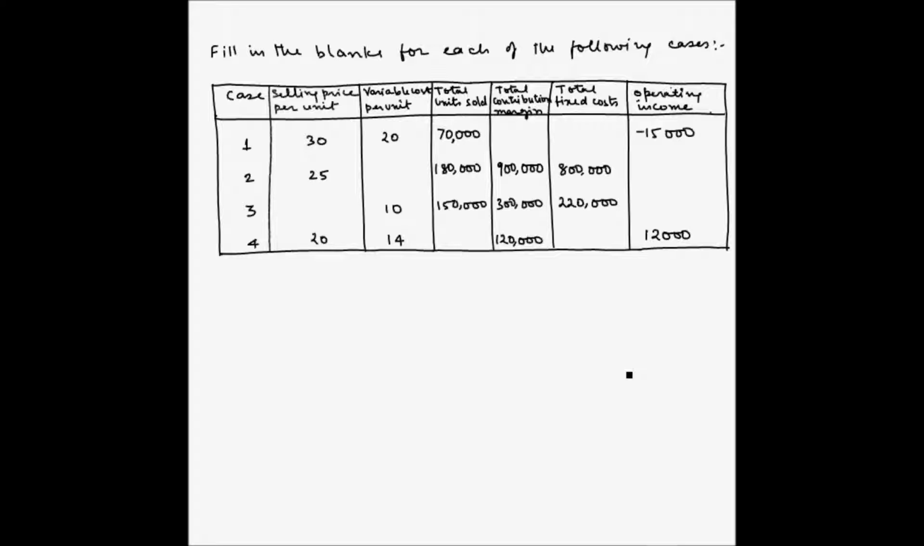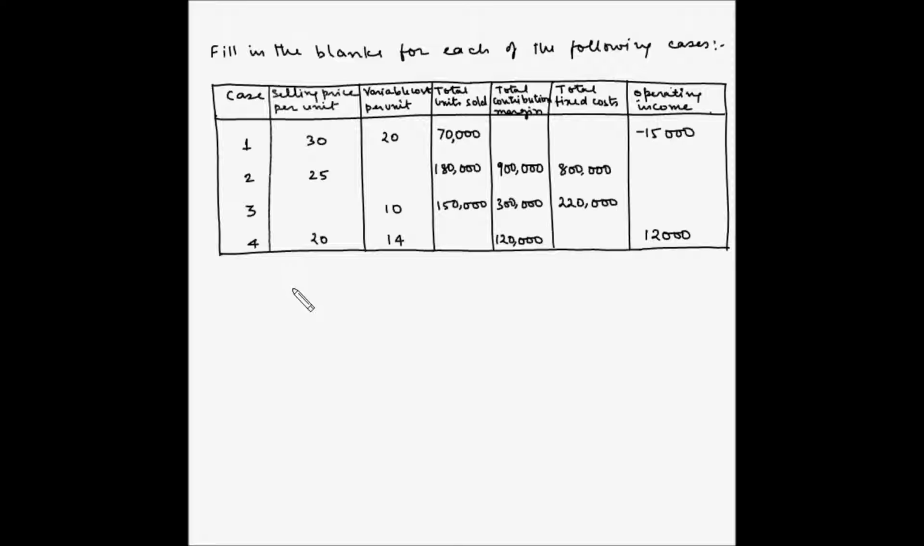Let us look at another example of cost volume profit analysis. We have been given 4 independent cases, and the information that we are dealing with is selling price per unit, variable cost per unit, total number of units sold, total contribution margin, total fixed costs, and operating income. Now, there is definitely a correlation between this information. So let's note down those relationships.